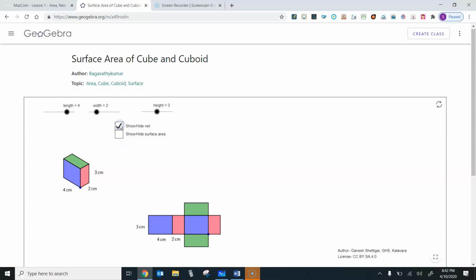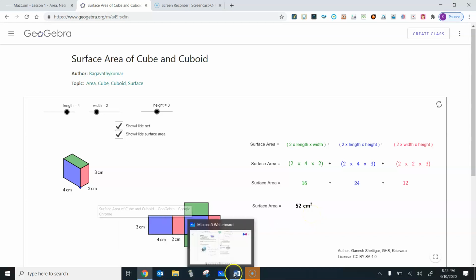I can show the net now, and you can see it's color coordinated, so you can see the sides and what it would look like if it was open. And then you can even check your answer, and it goes through the calculations. This is probably even better in that it actually shows an extra line of working, which is a really good way of setting out your work. Okay, so that is for that one there.